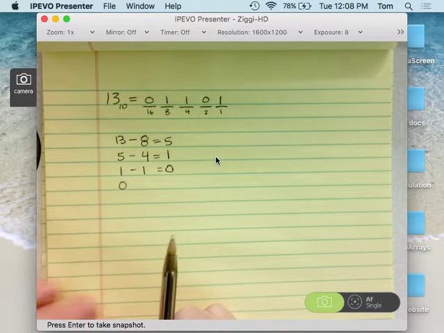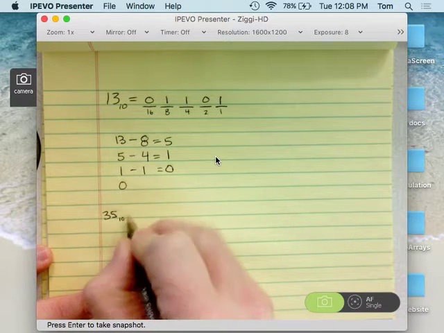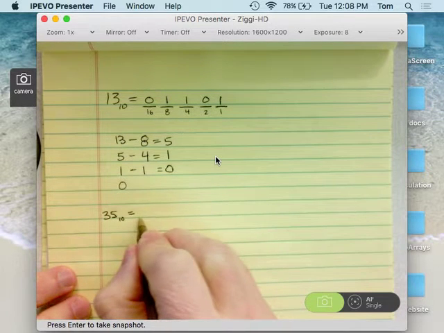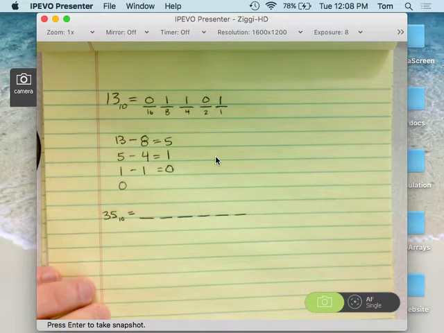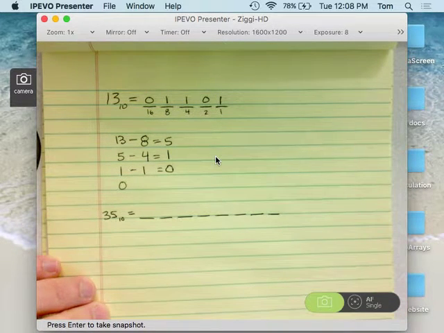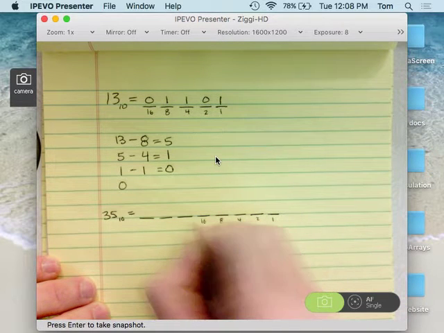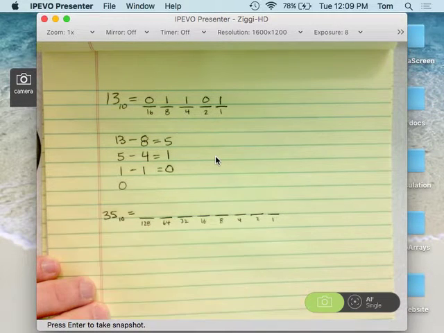Okay? So let's do one more example. Let's do 35. Okay, so 35 base 10. We know that we're going to have a certain number of bits that it's going to go into. Maybe we're not sure how many bits it goes into, so let's just put a bunch of them. I'm going to say that there's a 1's place, a 2's place, a 4's place, an 8's place, a 16's place, a 32's place, a 64's place, and a 128's place.